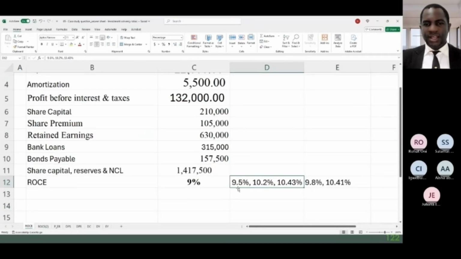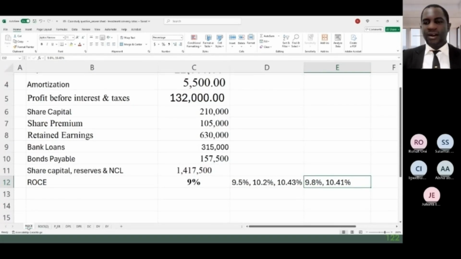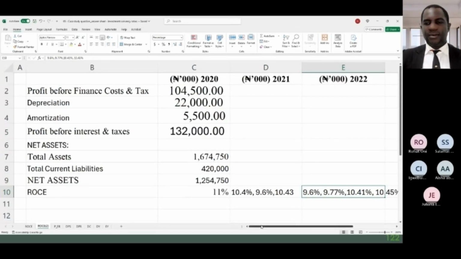So if you can see my screen, I have 9.5, 10.2, 10.4. For 2022, I have 9.8, 10.4. And for the second variant, I have 10.4, 9.6, 10.4, 9.6 for 2022, 9.7, 10.4 and 10.54. So it's very close. The figures are very marginal. It may be rounding, and there's no outrageous one, like 12 or 13 or 15%. So I believe all of you are correct in my opinion, but I would like us to do it so that we can know which is the actual figure.